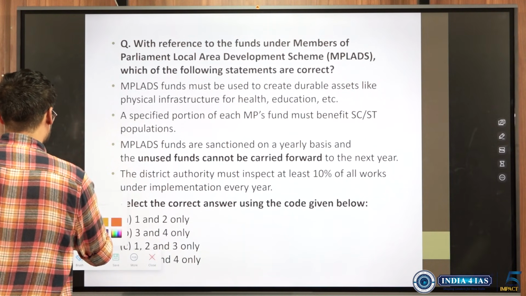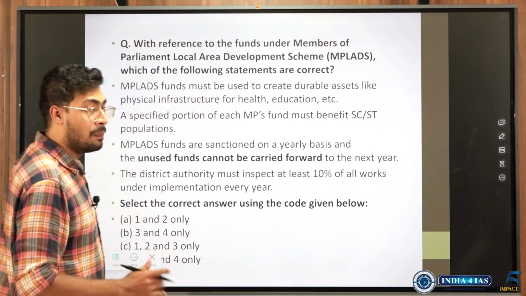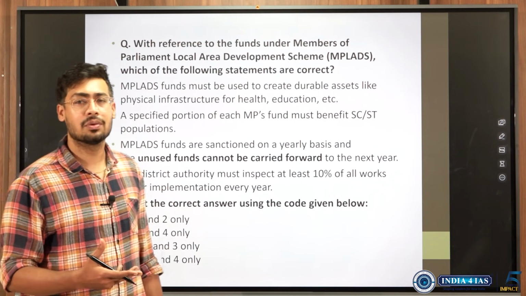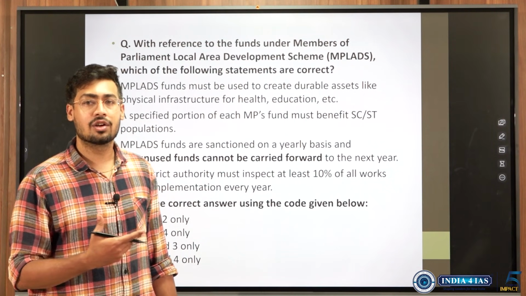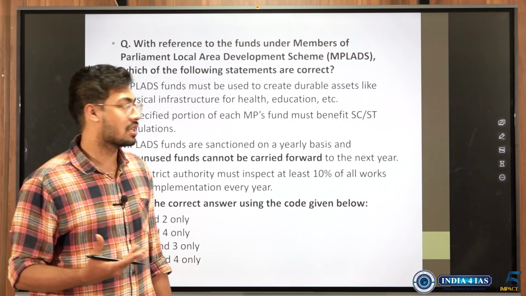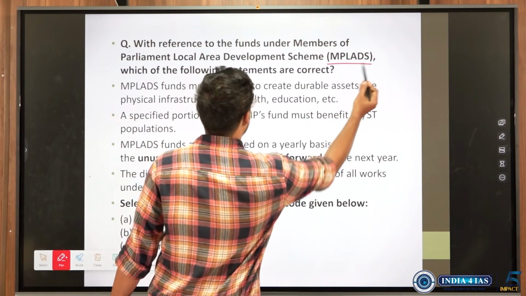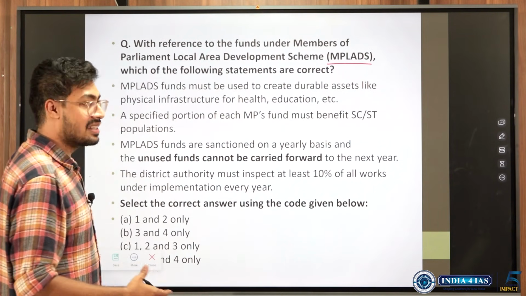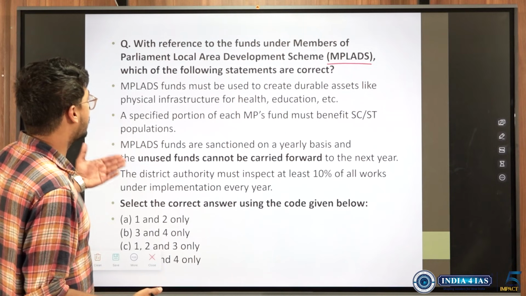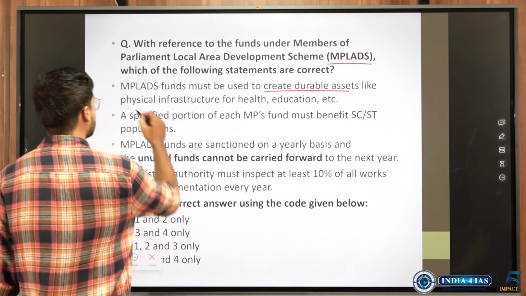Likewise, we look into the next question with reference to funds under MPLADS. See, MPLADS topic was earlier in the news a lot, but recently questions have not come in recent years, or even it wasn't in news, but still we'll have a basic look at it. So MPLADS question, just like MPLADS there is MLA-LADS also. So MPLADS funds are used to create durable assets, road, health, education, they use it for all of these.